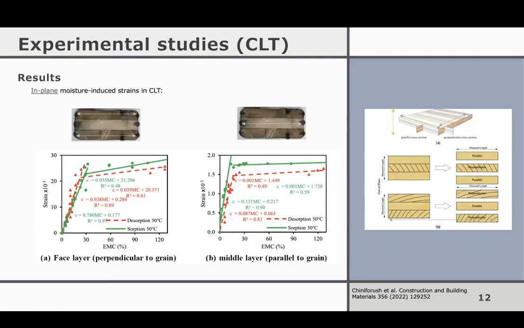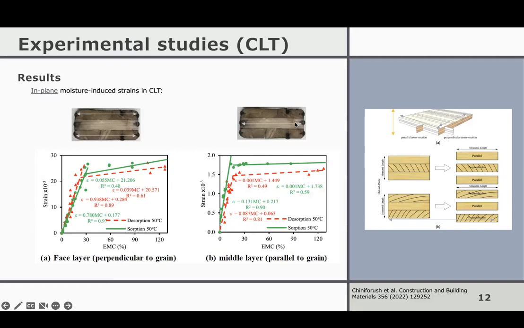Then we look at CLT. Here we look at in-plane deformation of CLT at two different locations: the outer layers, up and down, or the middle layer. Based on the arrangement of the wood, we expect the coefficient of moisture expansion is higher in the outer layer because it transfers to the grain, and the slope is around 1. If you remember from the previous slides for clear wood samples, it was about 2, so twice higher for wood and half for CLT.